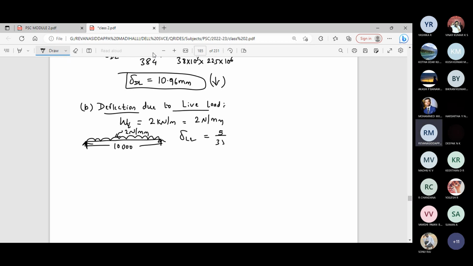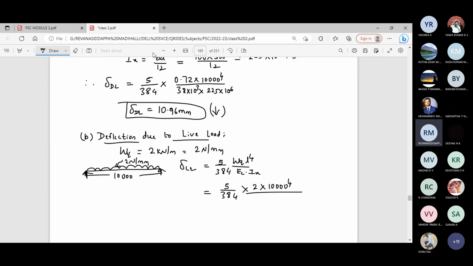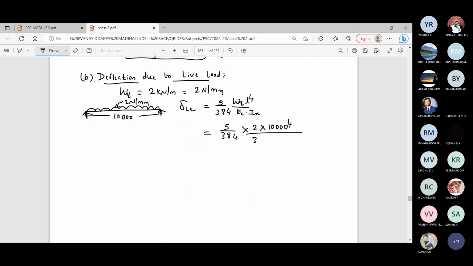5 by 384 WQ L raised to 4 divided by EC into IX. Therefore, 5 by 384 into WQ, which is 2, into 10,000 to the power of 4 divided by EC, 38 into 10 power 3, into IX, 225 into 10 power 6. So by this we'll get deflection due to live load.